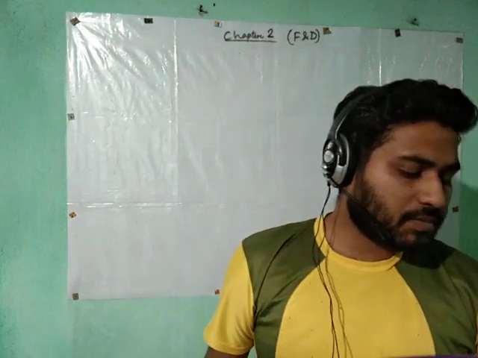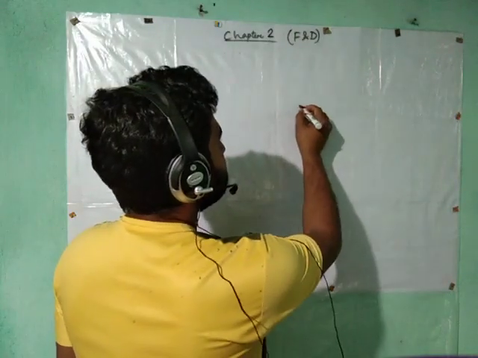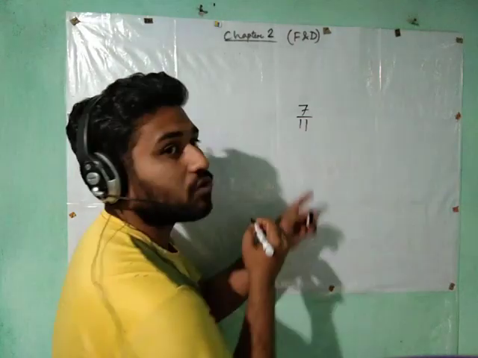Now, before starting with new concepts, I am sorry to say that unfortunately in my last video there was a single mistake, and that was in improper fractions. While I was giving examples, one example I gave correctly, but the other example was 7 by 11. I have written 7 by 11, and that was totally wrong.